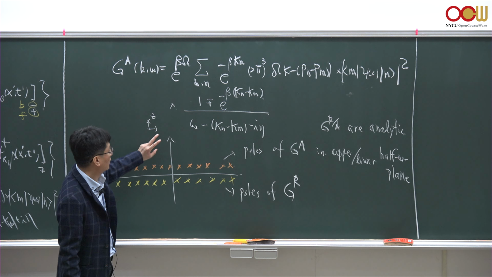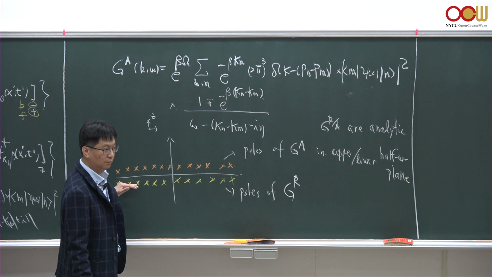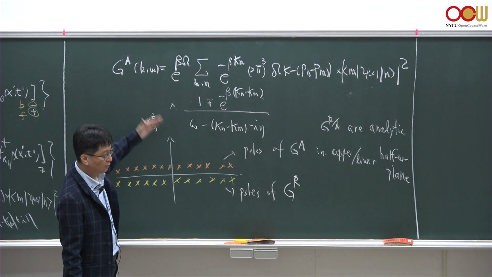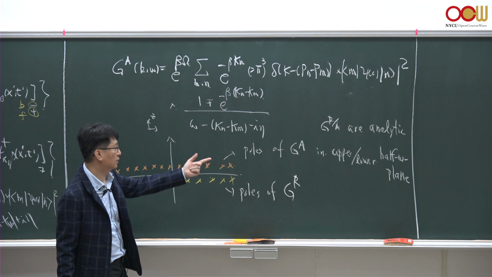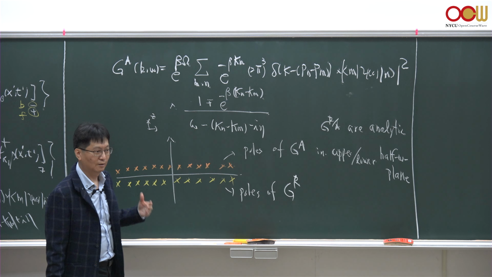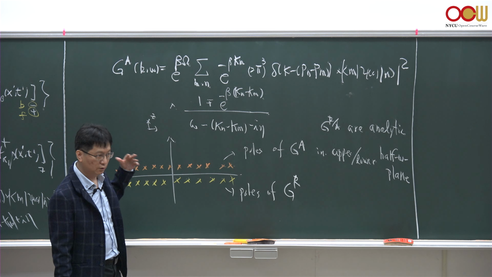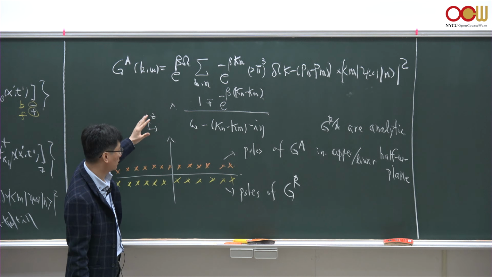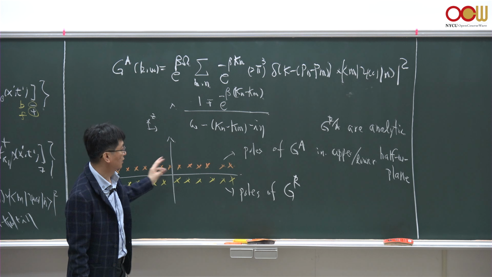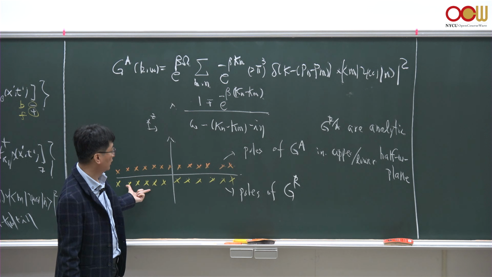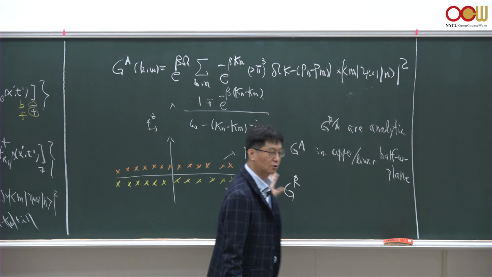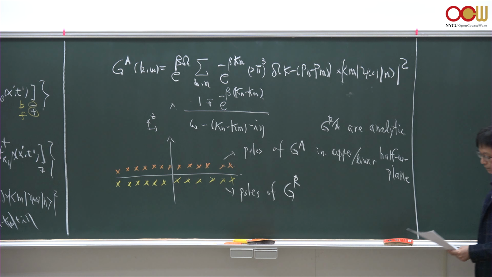So you can see that this G retarded shows the simple pole below the real axis, which means that there are no poles above the real axis, which means that G retarded is purely analytic. By saying analytic, I mean there are no singularities. There are no singularities above the real axis for G retarded, and advanced is the opposite, so it is analytic below the real axis. This turns out to be a very important property for later purposes when we perform analytic continuation.